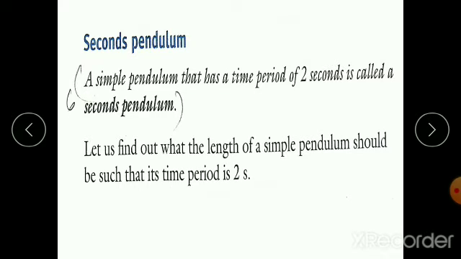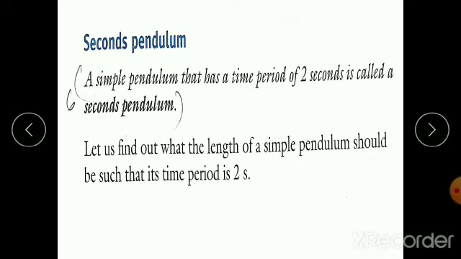So what is a seconds pendulum? A simple pendulum that has a time period of 2 seconds is called the seconds pendulum.